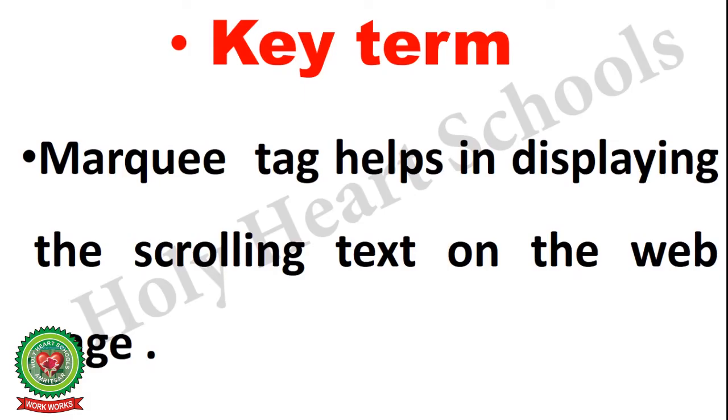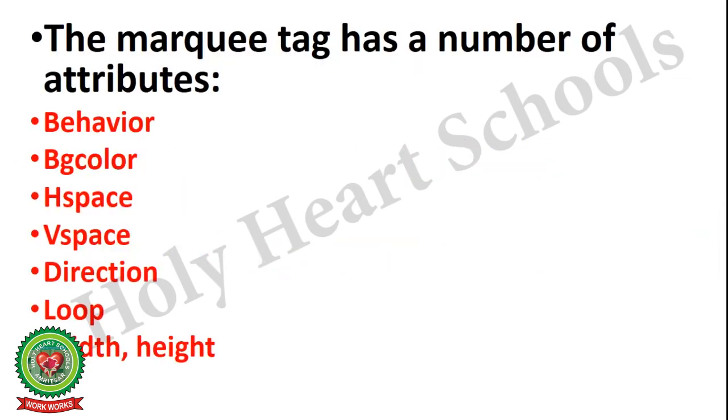Next is Marquee Tag. Marquee Tag helps in displaying scrolling text on the web page. If you want to move your text on the web page, then you can use Marquee Tag. There are some attributes of Marquee Tag: number 1, behavior. Next, BG color, H space, V space, direction, loop, width and height. Now let's see the practical of Marquee Tag and its attributes.